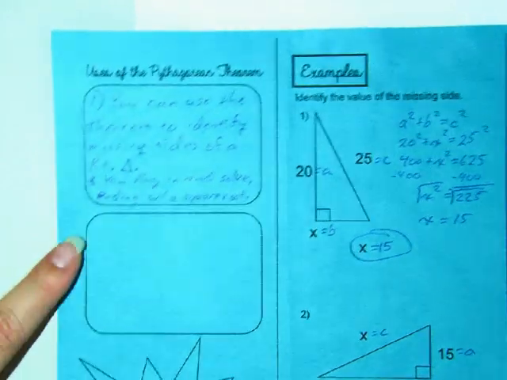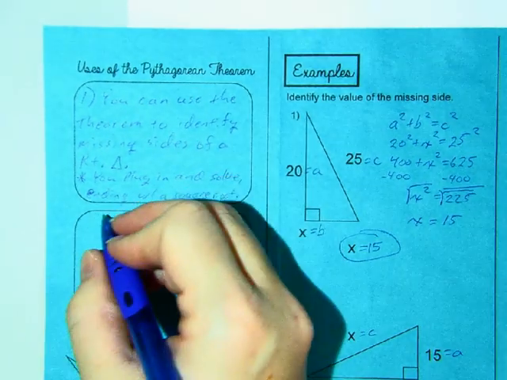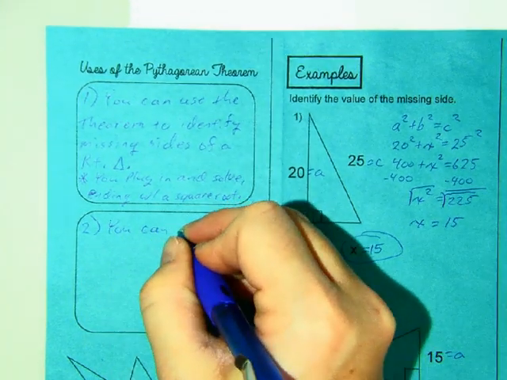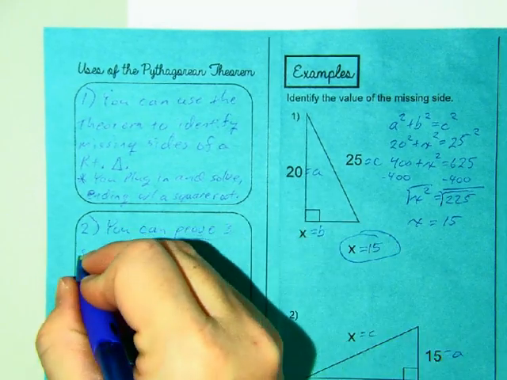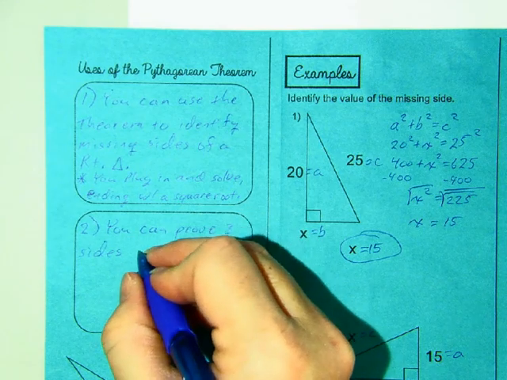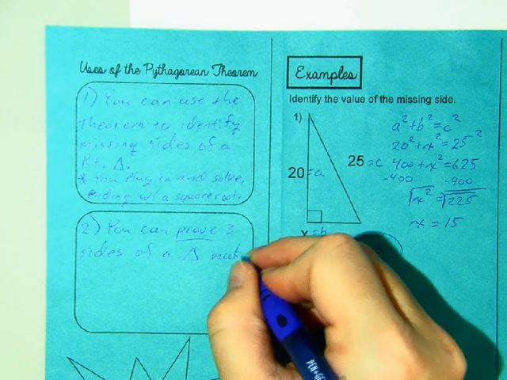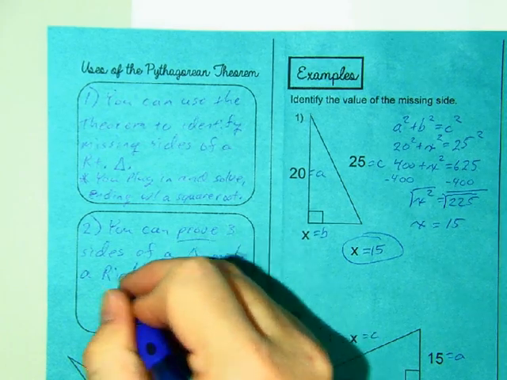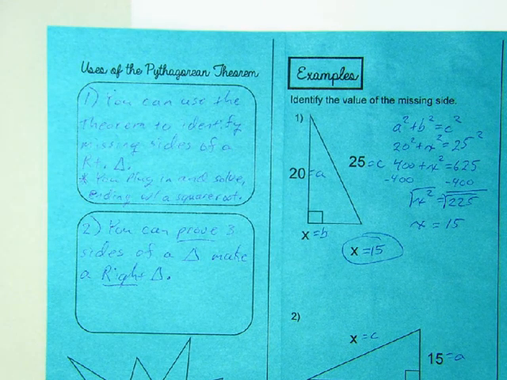All right, so that's our first use for the Pythagorean theorem. Our second use for the Pythagorean theorem is we can prove that a triangle is right. So for number 2, you can prove 3 sides of a triangle make a right triangle. Okay, so we can prove a triangle is a right triangle if we know the 3 sides using our Pythagorean theorem.